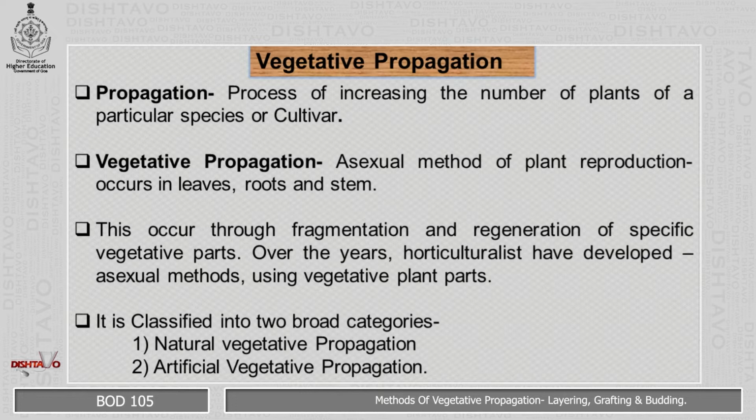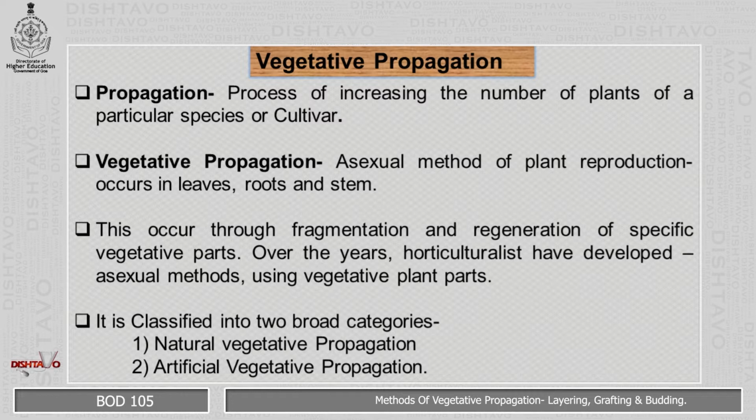Coming to the introduction, what is vegetative propagation? It is an asexual method of plant reproduction which mostly occurs in leaves, root and stem. Now what is propagation? It is a process of increasing the number of plants of a particular species or cultivar.